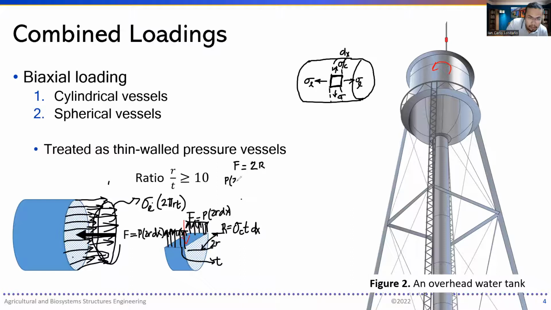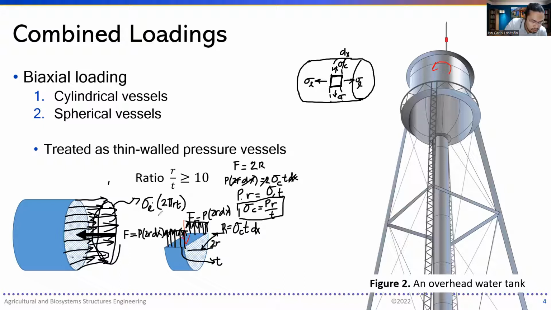So we have here P times 2R dx times 2R equals 2 times the circumferential stress times the thickness times dx. Dx cancels, 2 cancels. We have P times R equals the circumferential stress times the thickness left. So the circumferential stress is then PR over T. So we have the circumferential stress known. We have to find the longitudinal stress. This is the final equation for the circumferential stress.